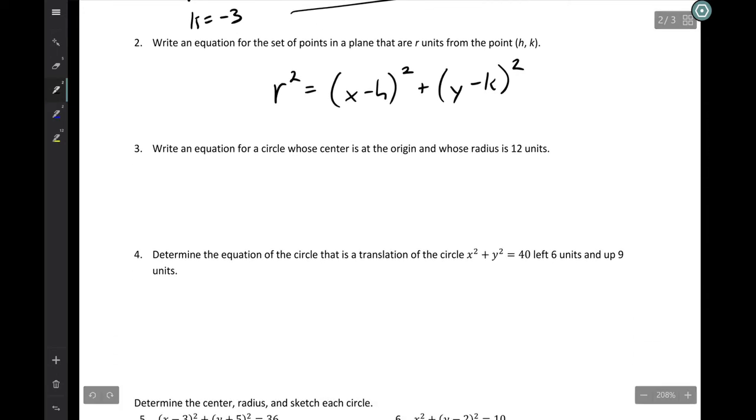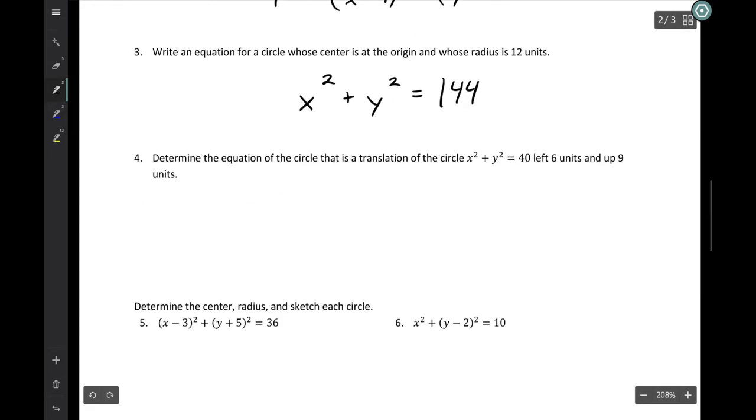Write an equation for a circle whose center is at the origin and whose radius is 12 units. The center is at 0, 0. That just means it's going to be x squared plus y squared is equal to 144. Nothing crazy here. If there's no transformations, that means that it's x squared and y squared by itself.